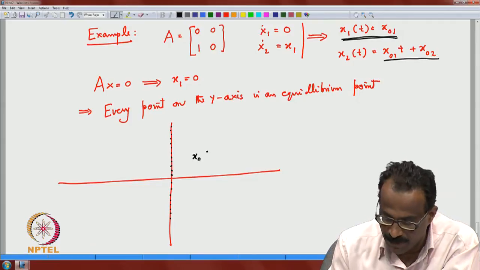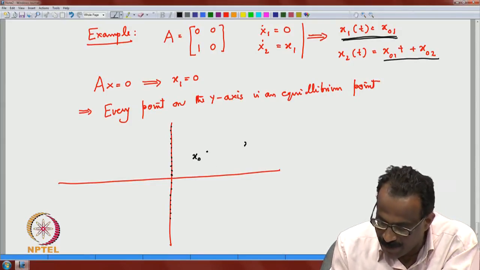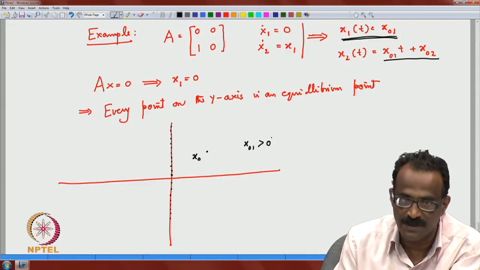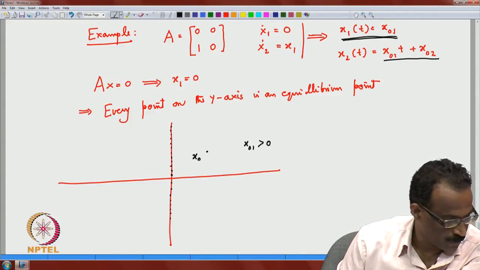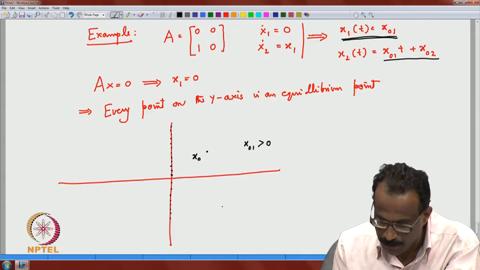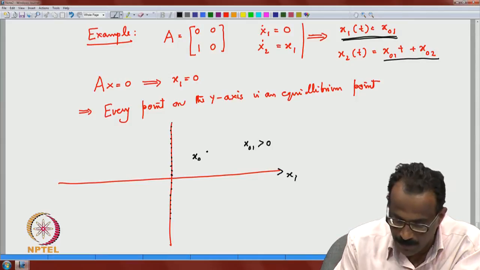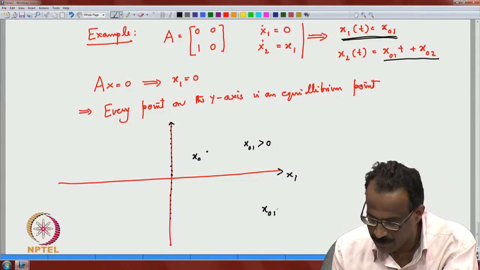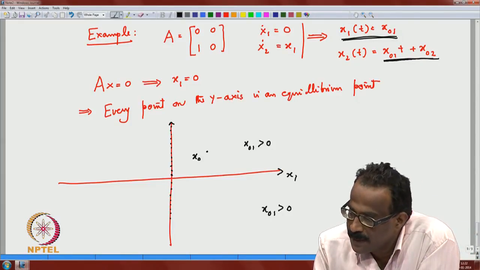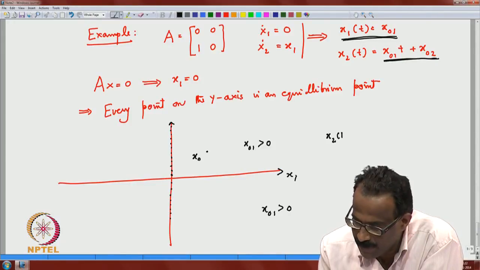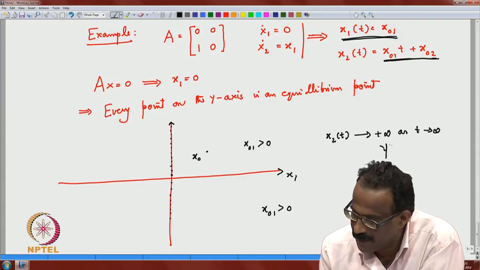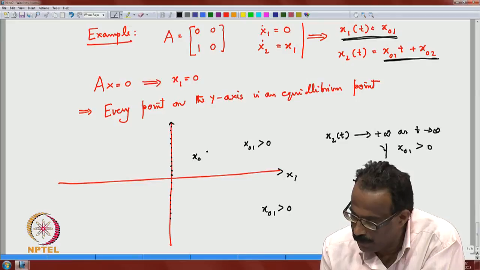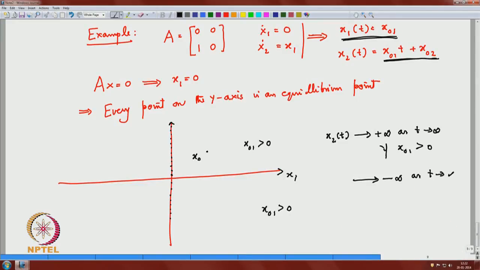If you take x01 in this quadrant, x01 is always positive, you see. So if you take the upper half plane, the first and second quadrants, x01 positive, and on this portion here also x01 is positive. In this case x2(t) tends to plus infinity as t tends to infinity if x01 is positive, and it tends to minus infinity as t tends to infinity if x01 is negative.